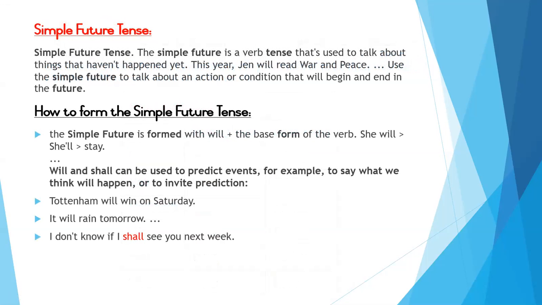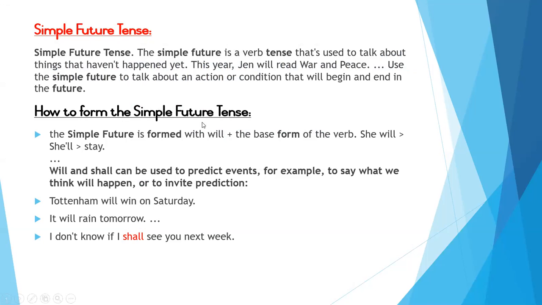Then we have the simple future tense. Again, simple, easy, but this tense is a bit different for the simple. The simple future is a verb tense that is used to talk about things that haven't happened yet. This year, Jen will read War and Peace. Use the simple future to talk about an action or condition that will begin and end in the future. The future tense is something that must still happen, but now it's just simple.